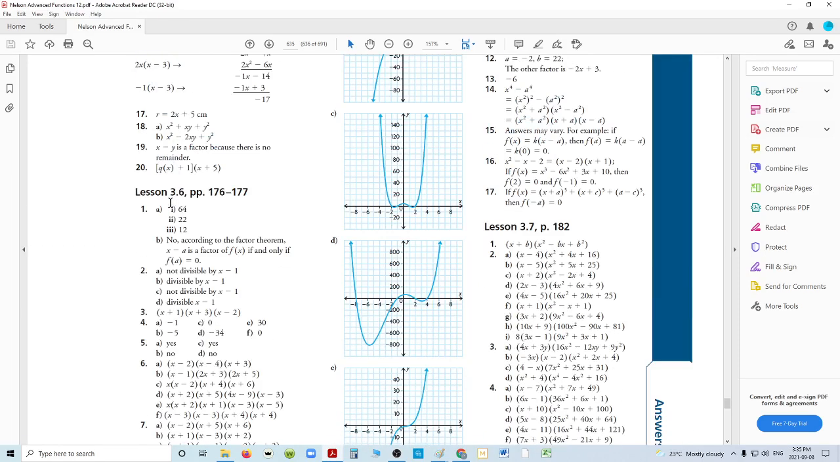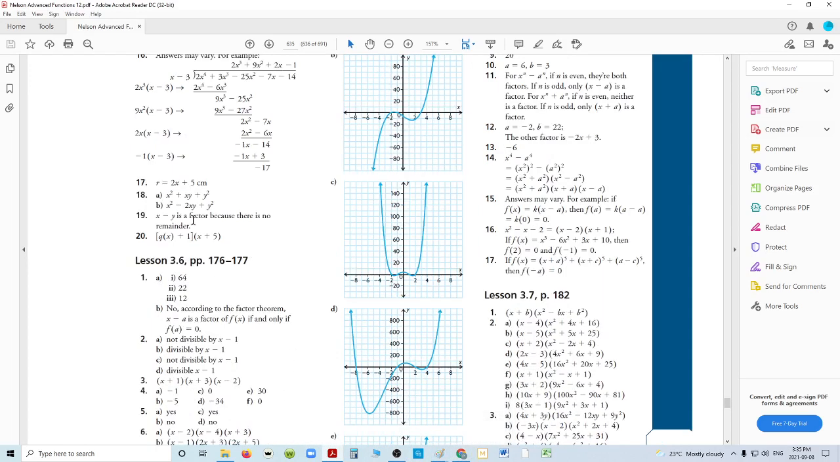I think we're at 3.5. What chapter? I can't even remember what chapter I'm on. I think I'm in 3.5, right? There it is. Radius is 2x plus 5.